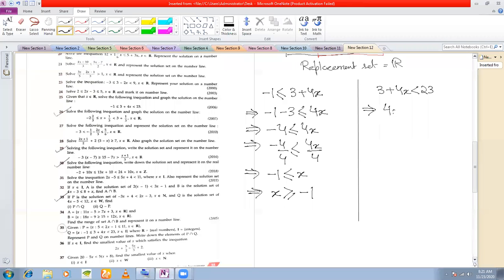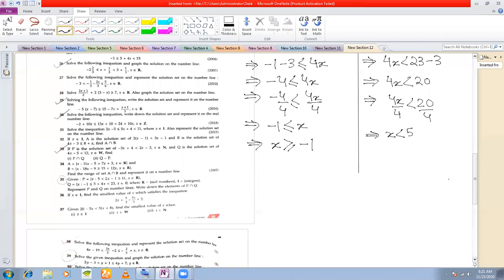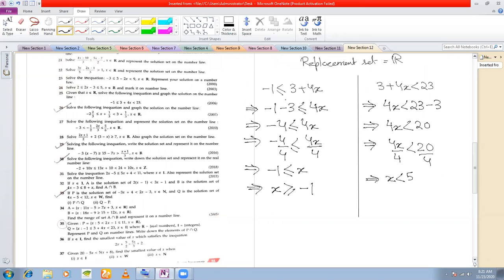Here I write this as 4x less than 23 minus 3, so 4x less than 20. Again, in order to make the coefficient of x 1, I have to divide both sides by the positive number 4, so I don't have to change the sign of the inequality. We get x less than 5. So what you see here is that you are getting x greater than or equal to minus 1 and x less than 5. So for the first inequality, consider this inequality. What is the solution set here?